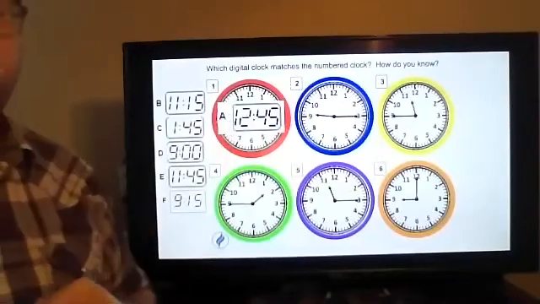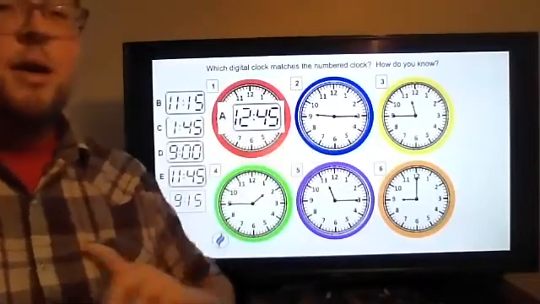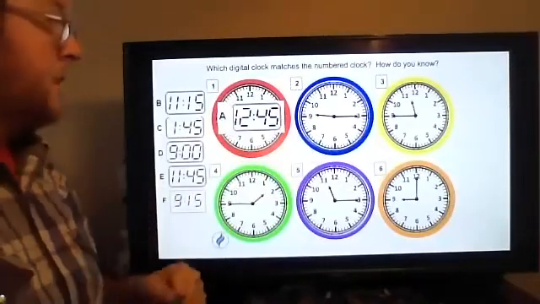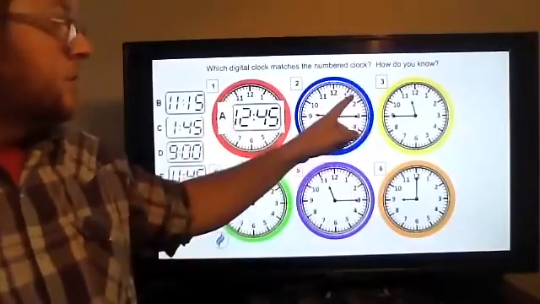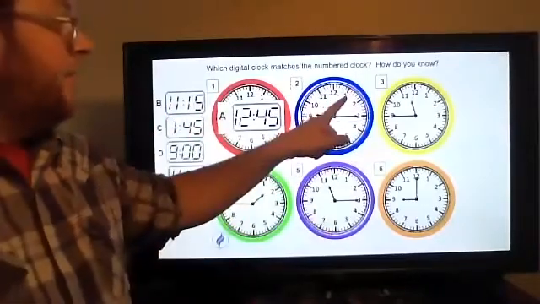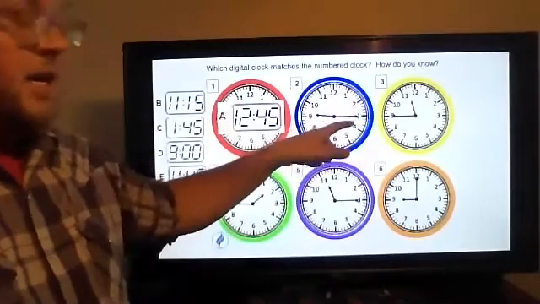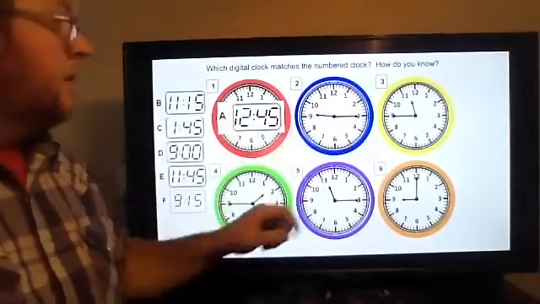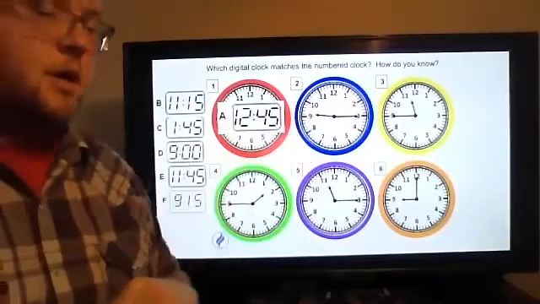Outstanding. We have 12:45. So I'm going to look at number 2. I'm going to go a little bit quicker here with these. Now, remember, each of these numbers is 5 minutes. So I'm going to go 5, 10, 15. So our minute hand is at the 15 mark. And our hour hand is between 9 and 10. It's just past the 9.